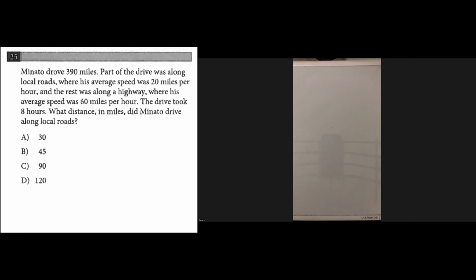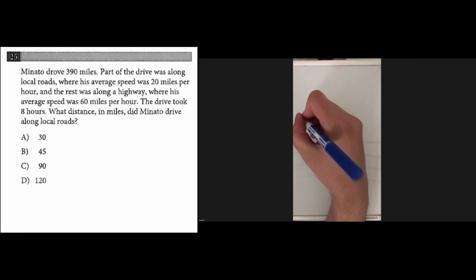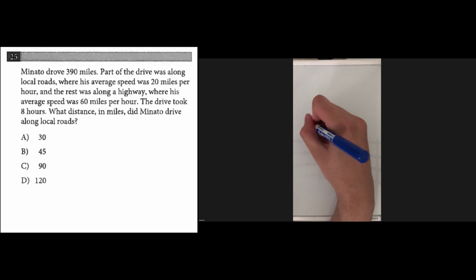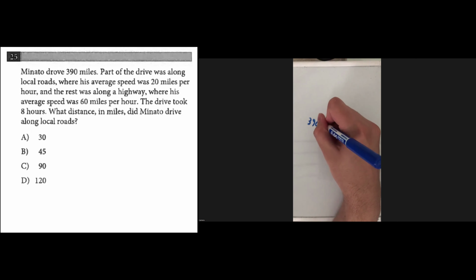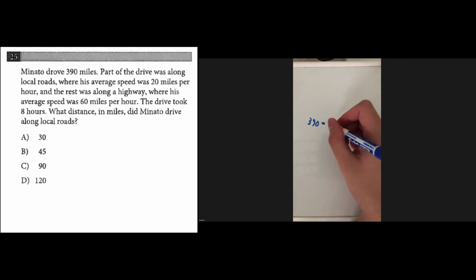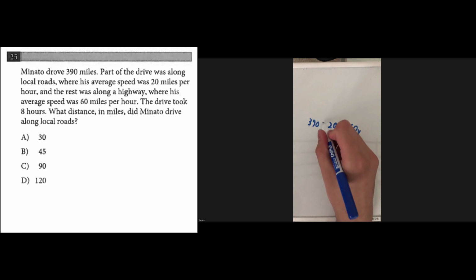Okay, so for question 25, we're given that they drove a total of 390 miles, and part of the drive was local roads, which was 20 miles per hour. So we're going to say 20x, and x is the number of hours on local roads. And on the highway, his average speed was 60 miles an hour. So 20x plus 60y equals 390.